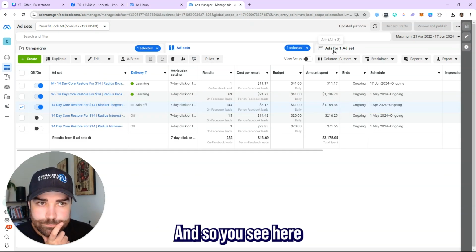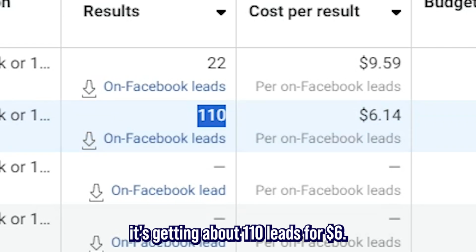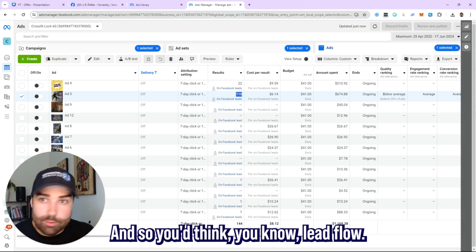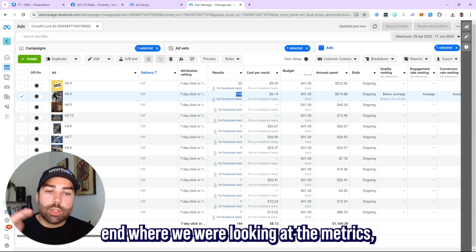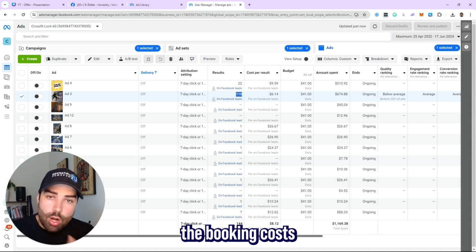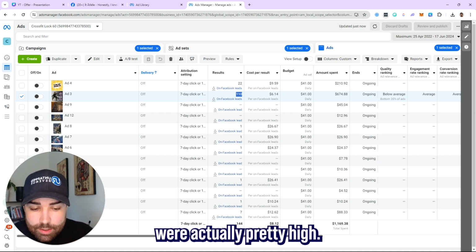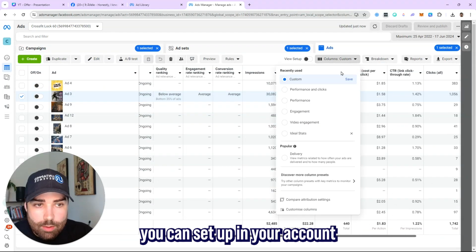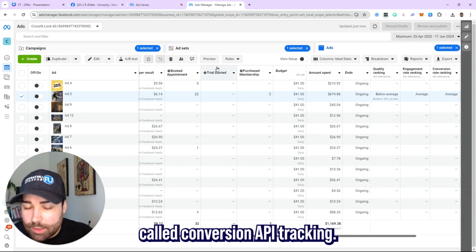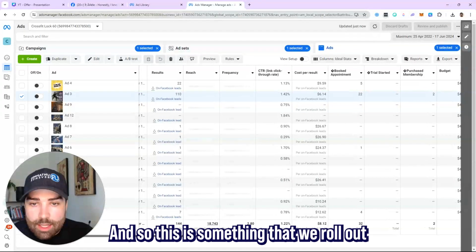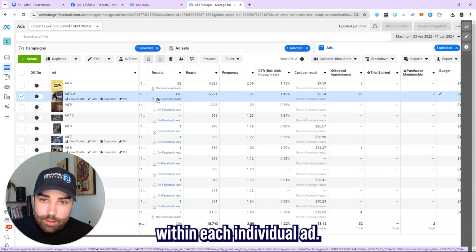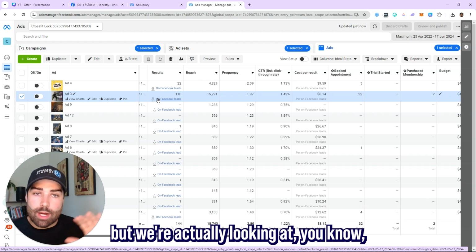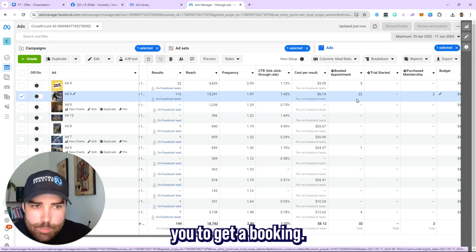And so you'll see here, we had this campaign, it's getting about 110 leads for $6. And so you'd think, lead flow, this is pretty good. The problem was on the back end where we were looking at the metrics, the booking costs were actually pretty high. There is something you can set up in your account called conversion API tracking. This is something that we roll out where we can see the amount of bookings that are happening within each individual ad. That way we're not just optimizing for leads, but actually looking at how much it's costing to get a booking.